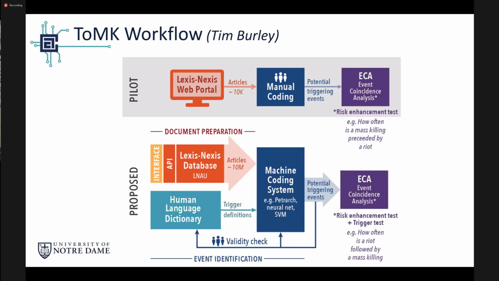Eventually we can machine code them. We started with Petrarch and looked at neural nets. SVM seemed to be the best for us. And then we have a validation loop where we keep coming back to human languages and dictionaries, where the human dictionary defines what that trigger event looks like, and then the human readers can keep validating that.